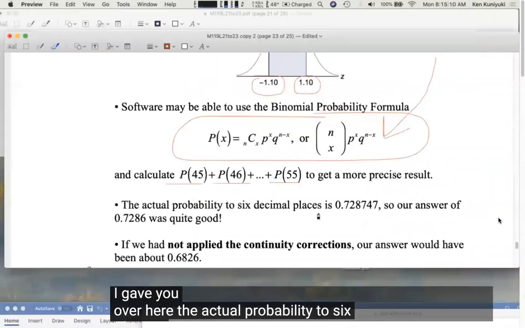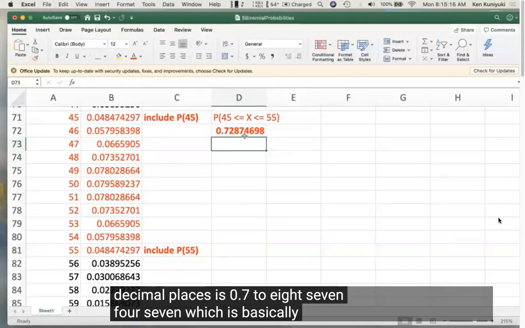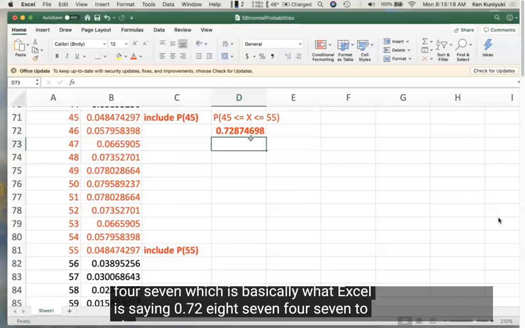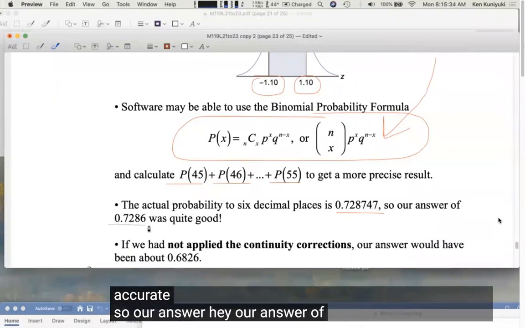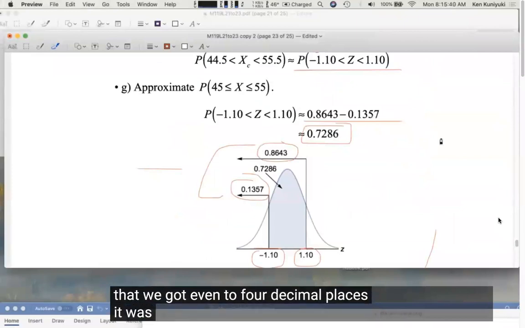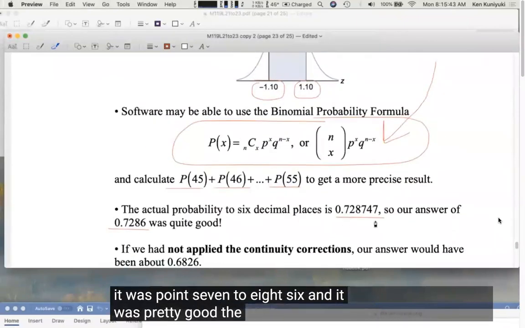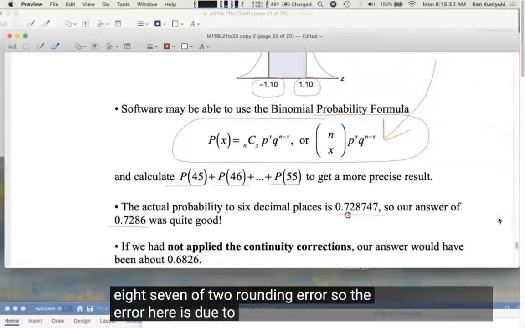The actual probability to 6 decimal places is 0.728747, which is basically what Excel is saying, 0.728747 to 6 decimal places. This is essentially exact since we're using the binomial formula. It's the correct probability to 6 decimal places. And it's pretty darn accurate. So our answer of 0.7286 was pretty good. That was the answer that we got, even to 4 decimal places. It was 0.7286, and that was pretty good. To 4 decimal places, the quote-unquote exact answer is 0.7287, up to rounding error. So the error here is due to rounding error.